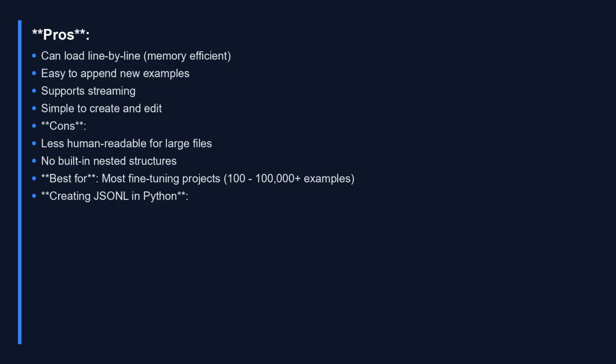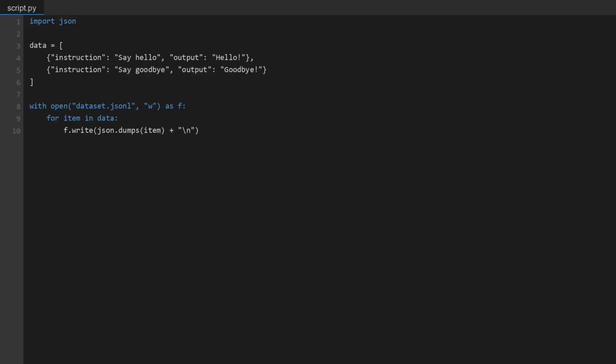Here's how to create a JSON-L file in Python. The pattern here is worth internalizing because you'll write it dozens of times. Import the JSON module, define your examples as a list of dictionaries, open a file in write mode with UTF-8 encoding, then loop through each example and write it using json.dumps followed by a newline character. That's it.